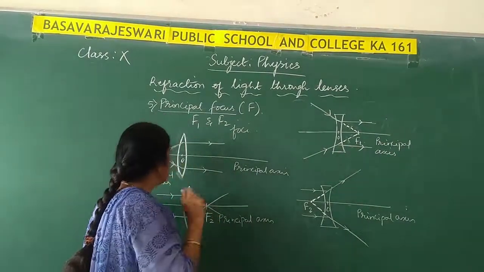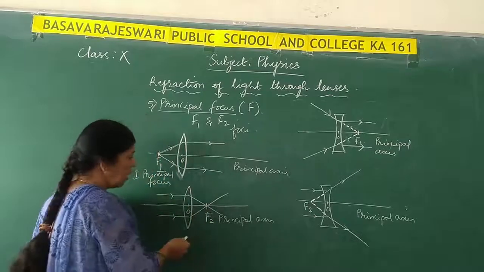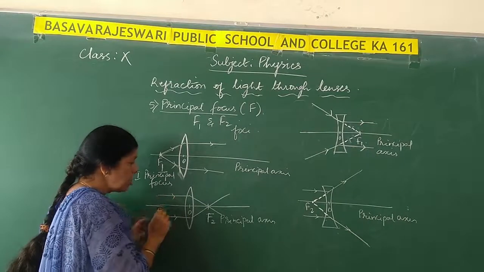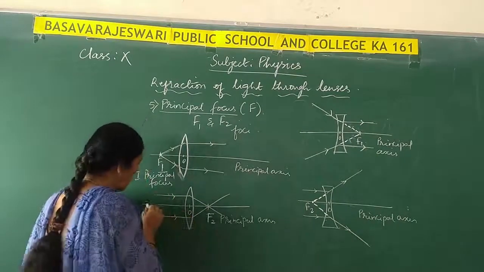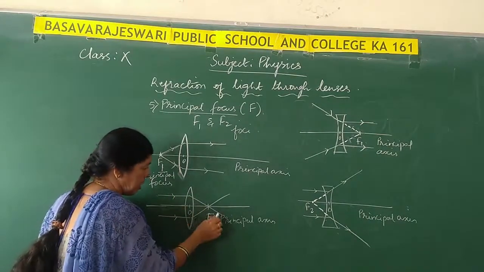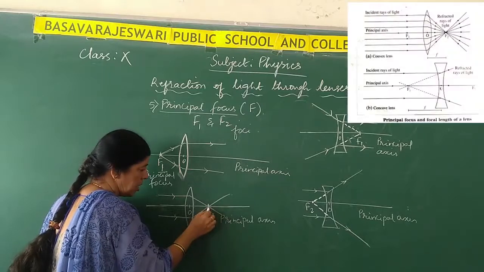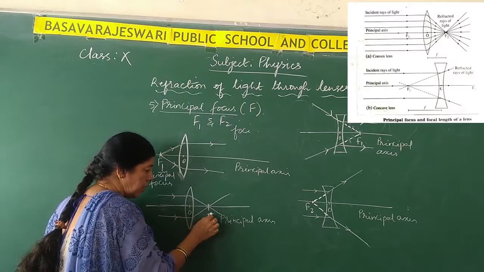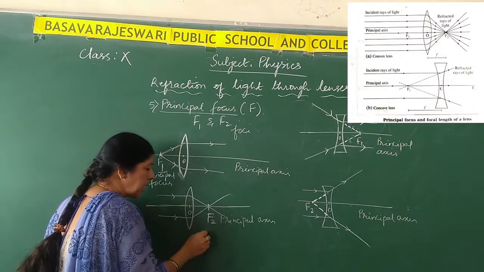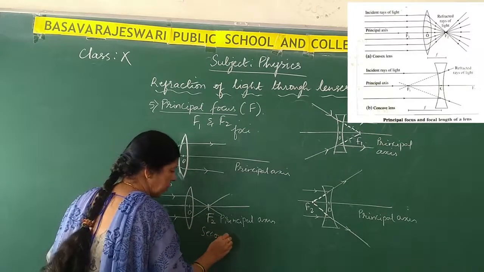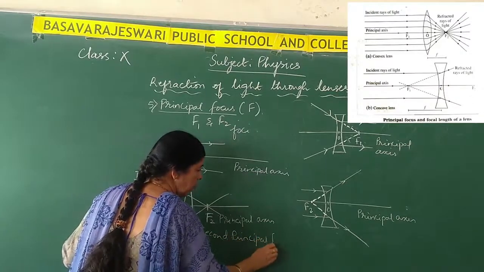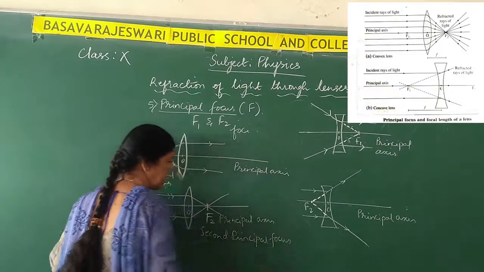Now coming to the second principal focus, here is the ray diagram I have drawn. See, parallel rays means rays which are parallel to the principal axis. After refraction they converge at a point and this point lies on the principal axis of the lens. That point is called the second principal focus of the convex lens.